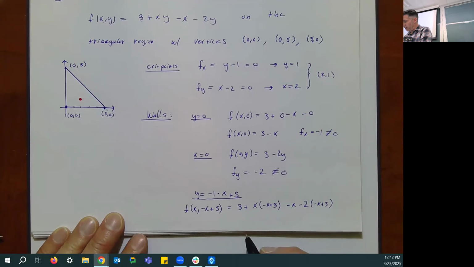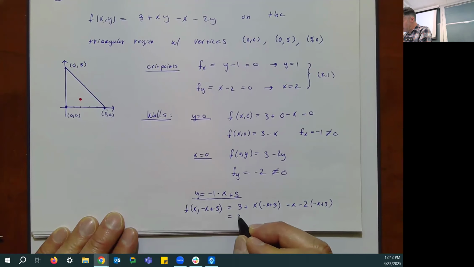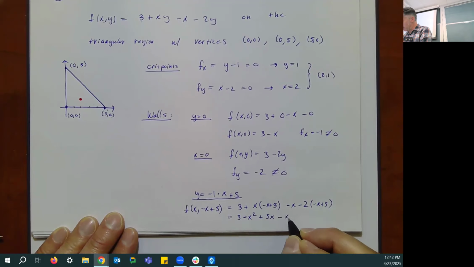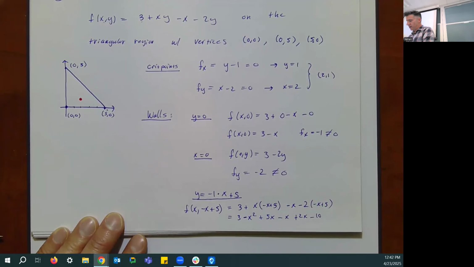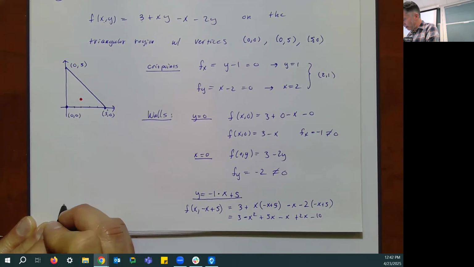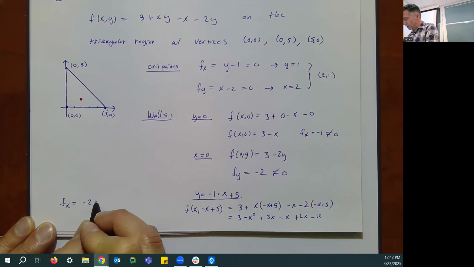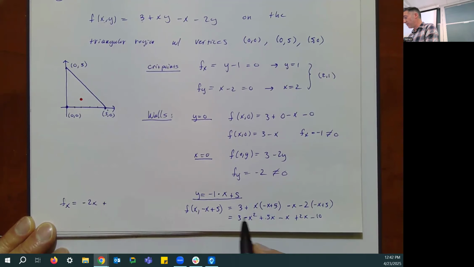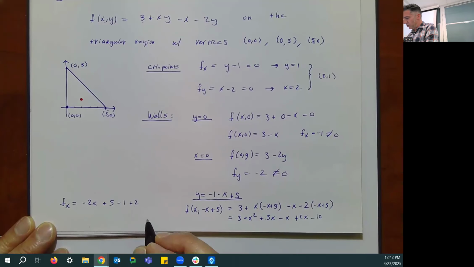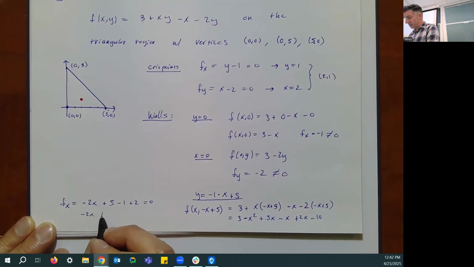Should have left myself a little bit more room here. If I simplify this, it's going to be 3 minus x squared plus 5x minus x plus 2x minus 10. And if I take the partial derivative with respect to x, it is going to be negative 2x plus 5. I could have probably simplified this more. Plus 5 minus 1 plus 2, which becomes negative 2x plus 6 equal to 0. So we end up getting x equal to 3.